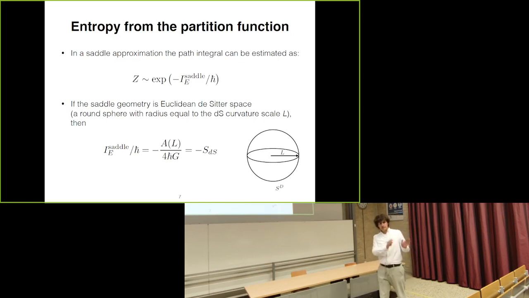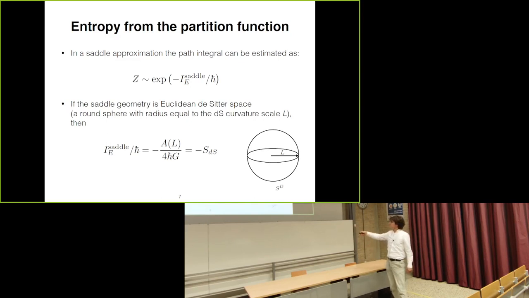They applied it to black holes, but also, in their original paper already, to Euclidean de Sitter space. Euclidean de Sitter space is a round sphere whose radius is set by the cosmological constant or by the de Sitter curvature scale L. It has topology S^D, and it is a round sphere. If you evaluate the action of general relativity plus a positive cosmological constant on this saddle, you get minus the area over 4G, so minus the de Sitter entropy.